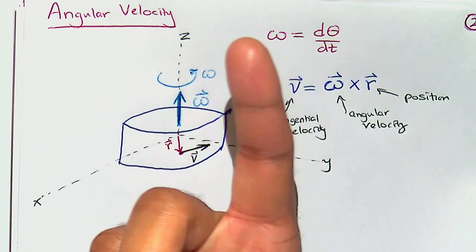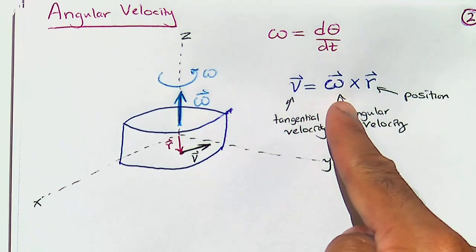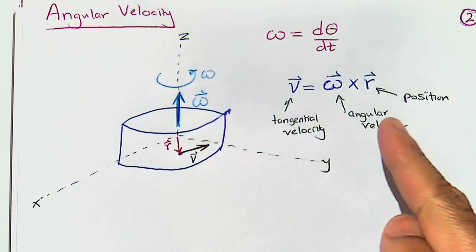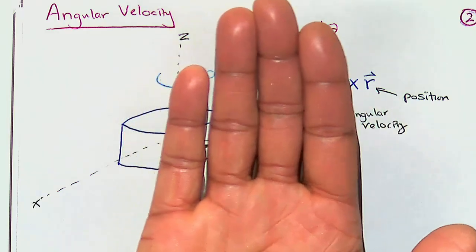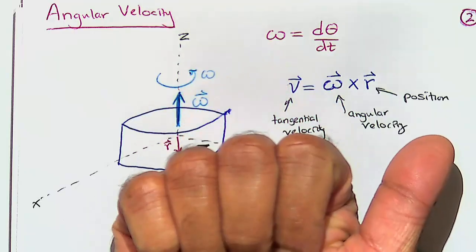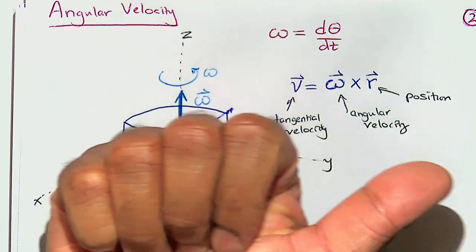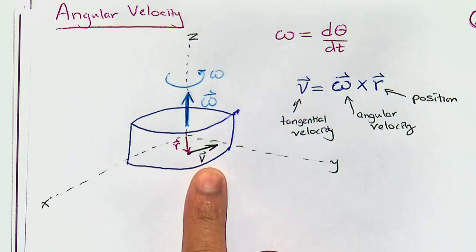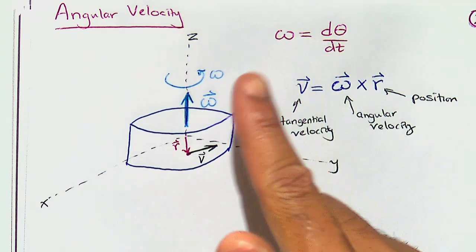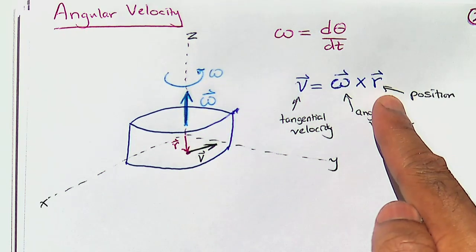So you want to point either your index finger or your forefingers in that same direction. Then, with your forefingers curling, you take omega, where omega is pointing like that, and you curl your fingers towards r. So omega cross r, your thumb points that way, that's v, right? In the fixed finger method, the index finger goes along omega, and your middle finger goes along r.